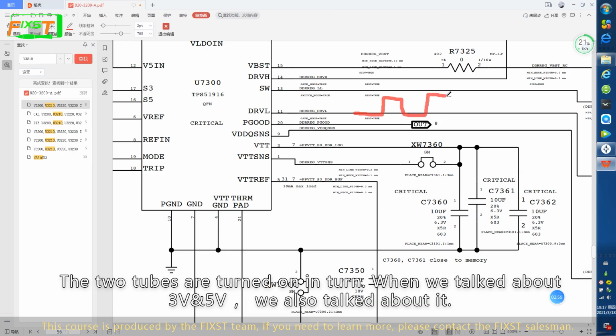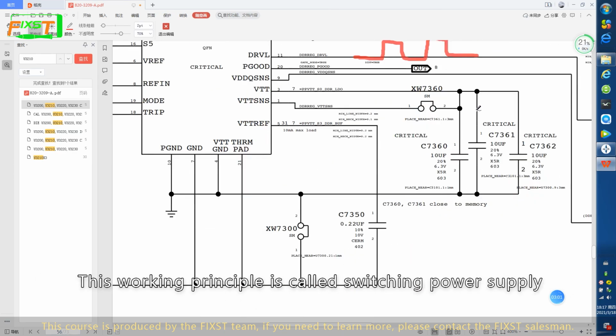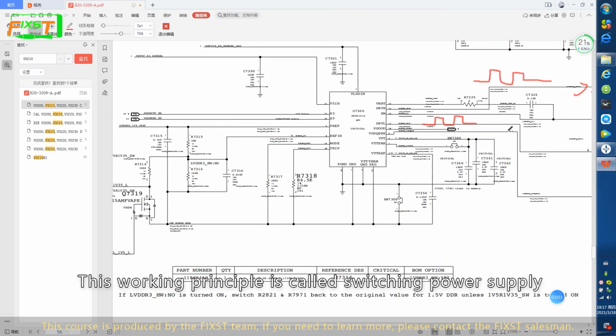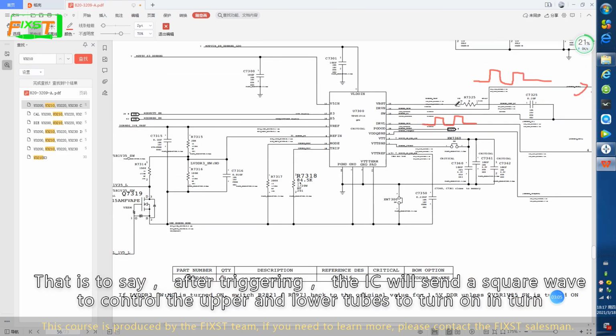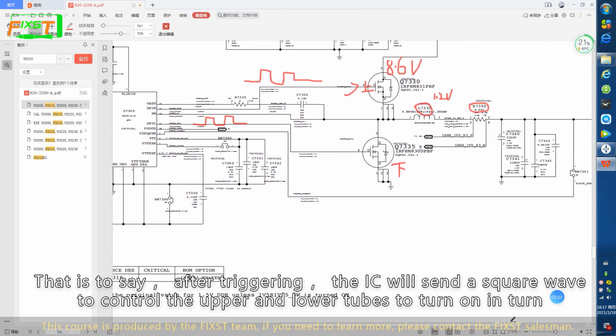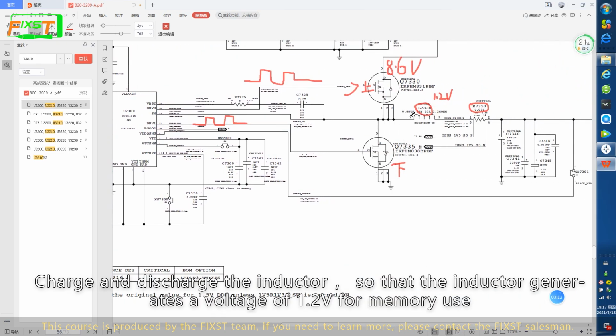When we talked about the 3V, 5V, we also talked about it. This working principle is called the switching power supply. That is to say, after triggering, the IC will send a square wave to control the upper and lower tubes to turn on in turn. Charge and discharge the inductor so that the inductor generates a voltage of 1.2 volts for memory use.